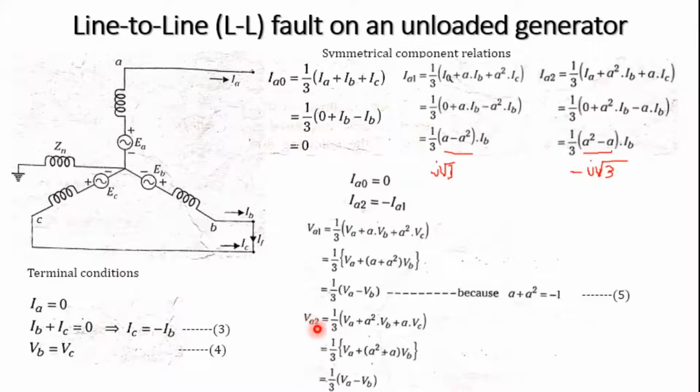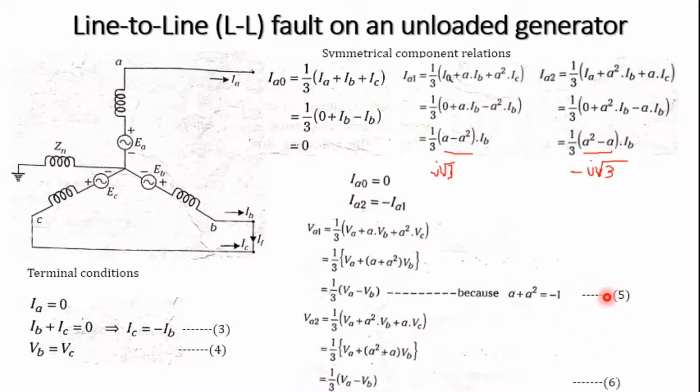So what is VA2? VA2 is 1/3 times (VA + A²·VB + A·VC). Similarly, VC is equal to VB, so we get A square plus A times VB, and A plus A square is minus 1. So this will become 1/3 times (VA minus VB). Call this equation 6.